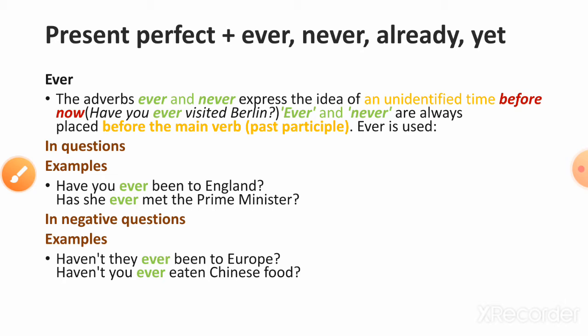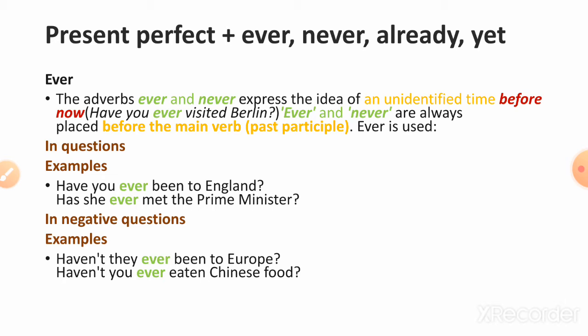Present perfect plus ever, never, already, yet. It means the use of ever, never, already, yet in the present perfect tense. Ever. The adverbs ever and never express the idea of an unidentified time before now. Before now means before this point of time. Have you ever visited Berlin? Ever means before this time.